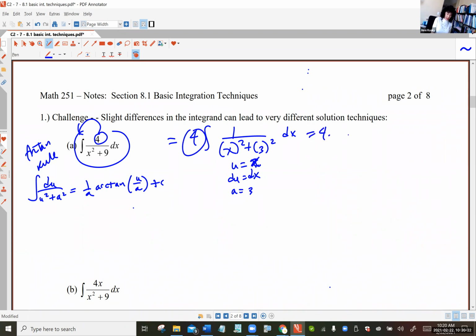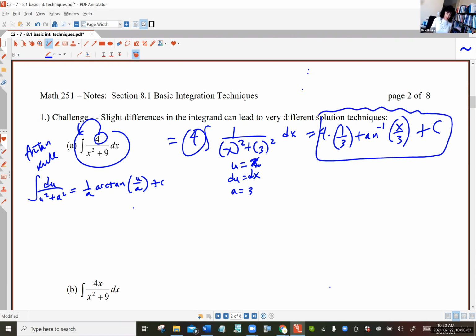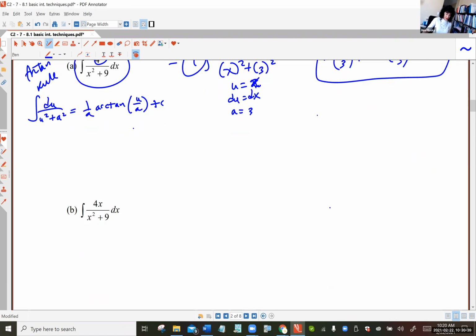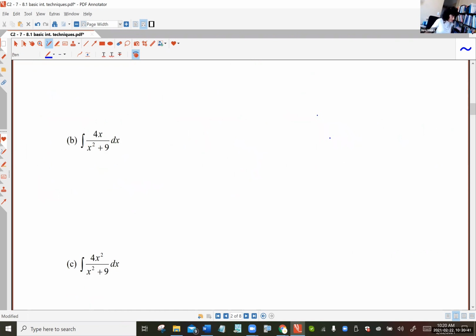That's part of it. And then 4 times 1 over a. And then sometimes my math lab prefers when you do tan inverse instead of arctan. I don't know why. And we're done. Okay. Arctan rule. How about letter B?